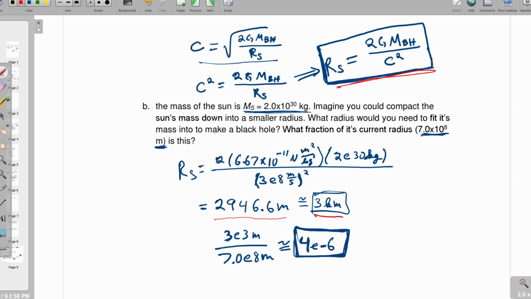So that's interesting. 3 kilometers for a solar mass black hole. What is the ratio of this value to the actual radius of the sun? Well, it's really small. It's something like 4 times 10 to the minus 6. So you would have to compact the mass of the sun down into a region that is about 4 millionths the radial extent of what the sun is currently. So this would not be an easy task by any means.